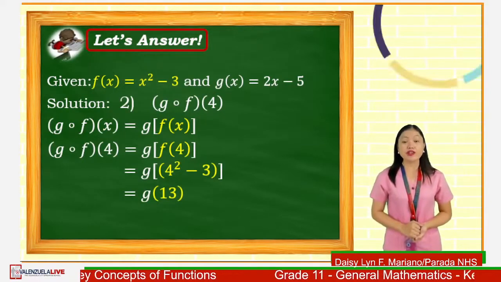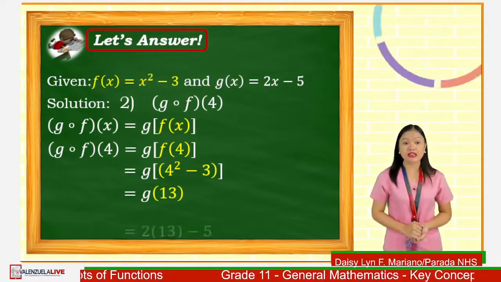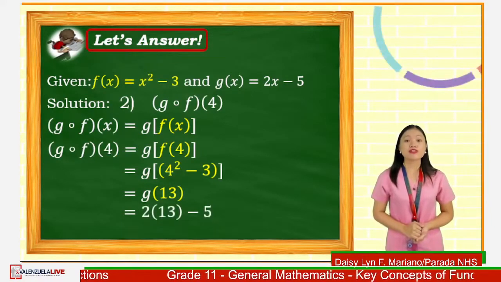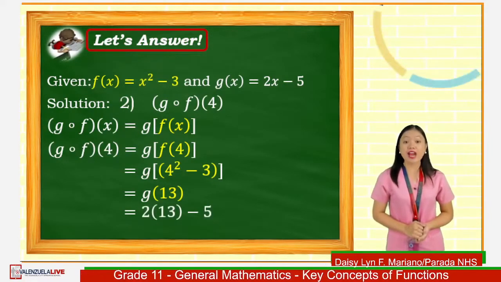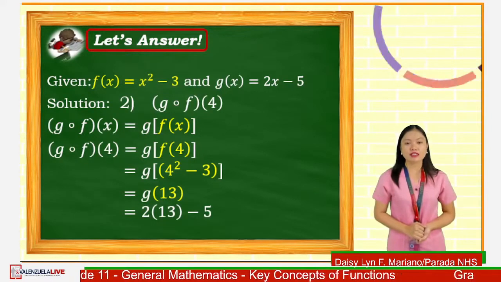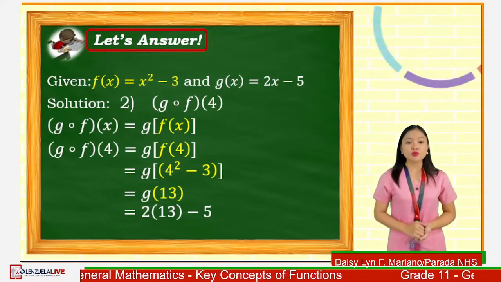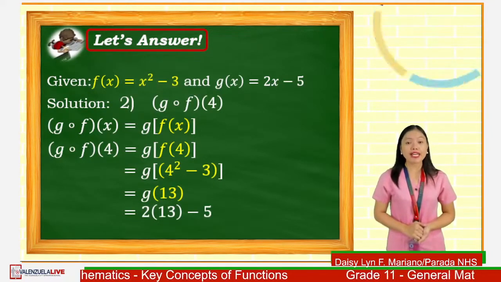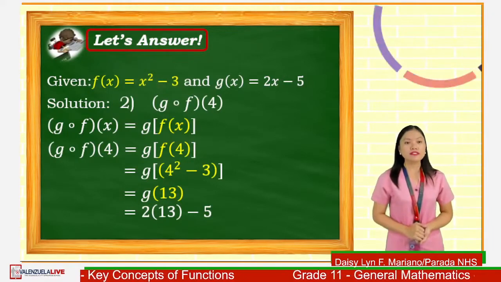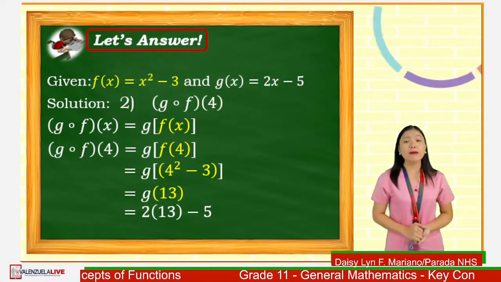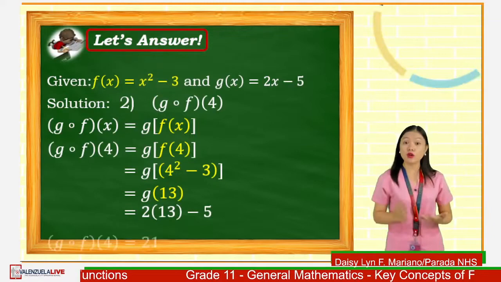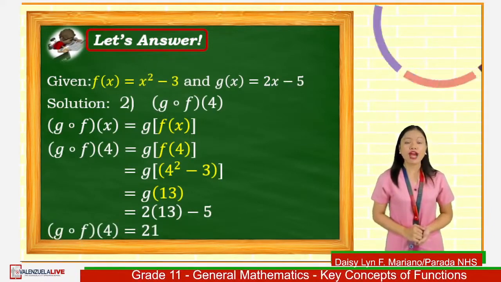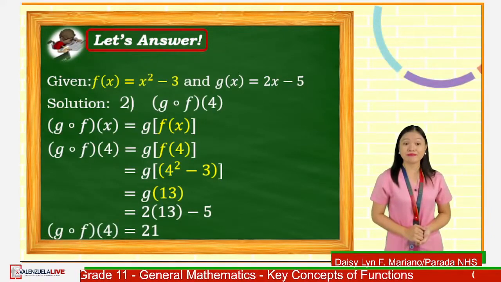Next is to evaluate g of 13. That is, we substitute 13 in place of x in g of x. This gives us 2 times 13 minus 5. 2 times 13 is 26. Minus 5 is 21. So, g composed with f of 4 is 21.